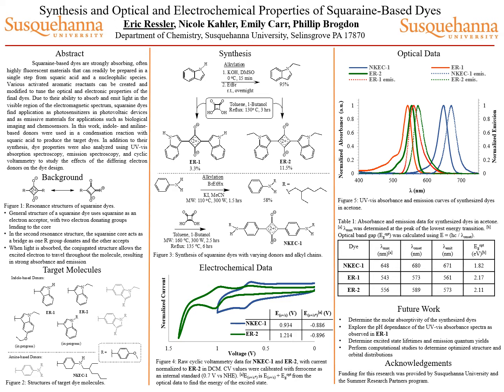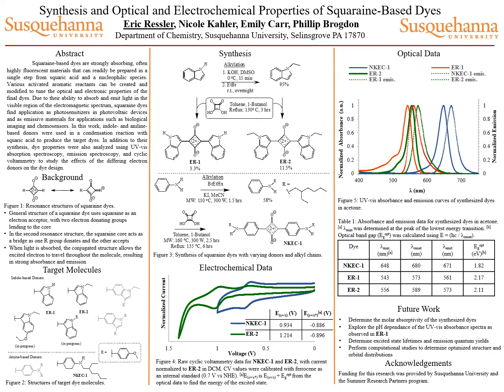Squaric acid is an electrophilic species that can readily react with nucleophiles to make squaraine dyes. These dyes have an electron-rich donor on one end, a squaraine bridge, and an electron-deficient acceptor on the other end. Their general resonance forms can be seen in Figure 1.